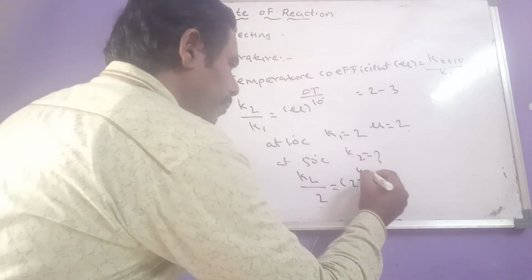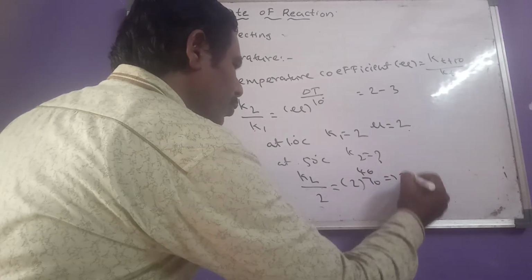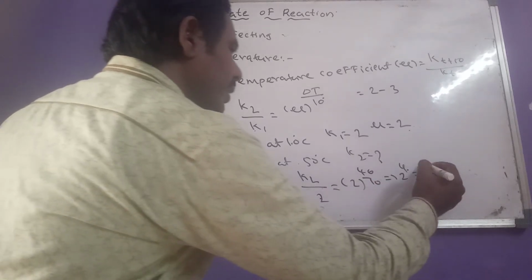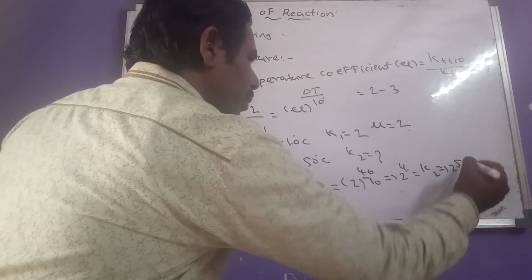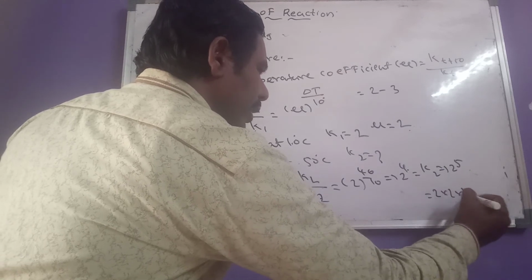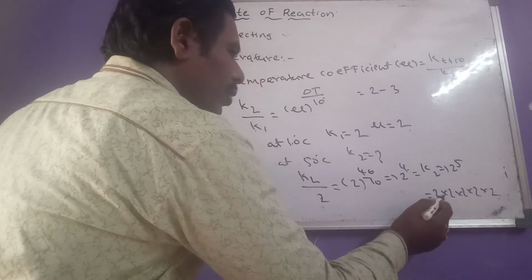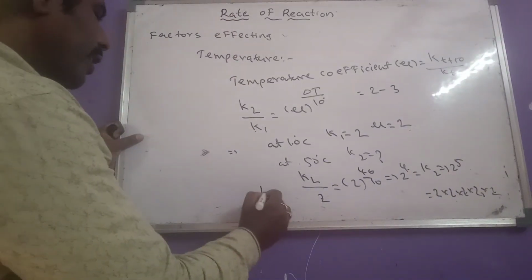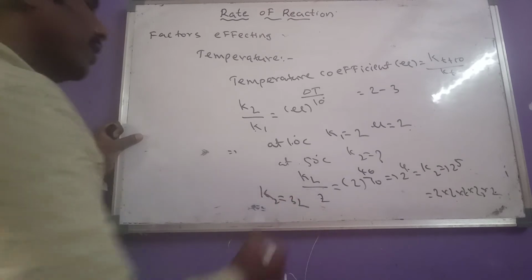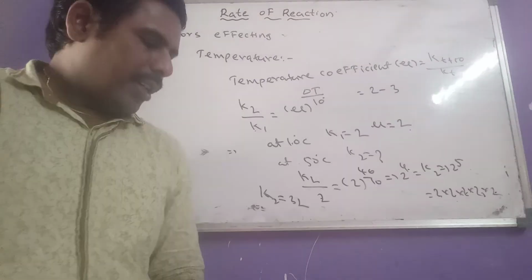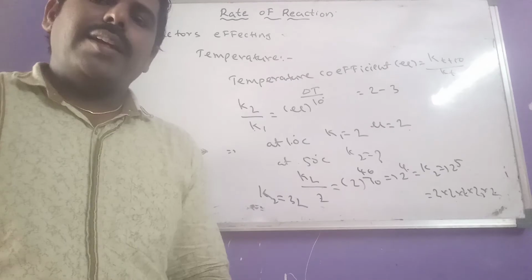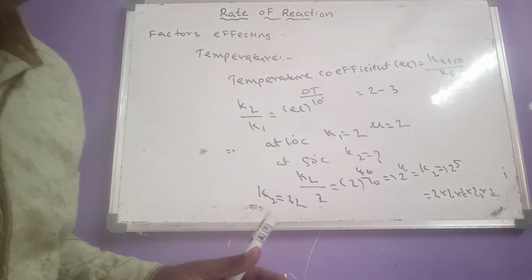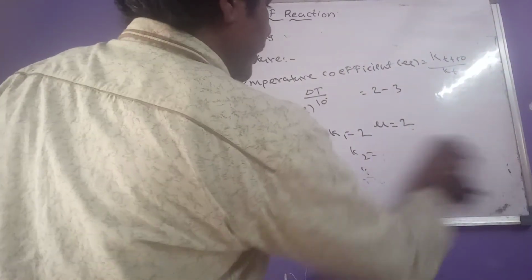So 40 by 10 means we get 2 power 4. 2 power 4 and 2 also we have to send to that side. Therefore K2 equals to 2 power 5. That means 2 into 2 into 2 into 2 into 2. 2 2s are 4, 4 2s are 8, 8 2s are 16, 16 2s are 32. That means K2 value is 32. So like that, we need to find the K2 value at some other temperature. So this is regarding the effect of temperature.